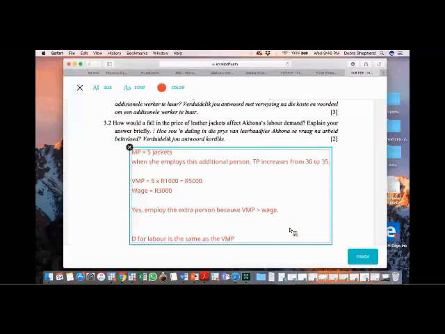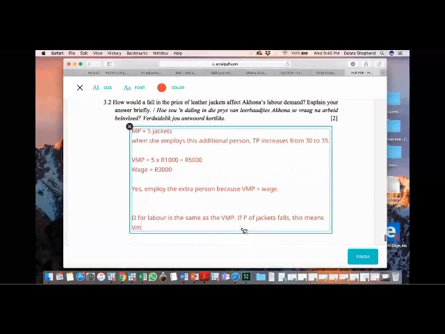With a firm, when they hire a person, so they're consuming a person, they're demanding them, then they extract a marginal benefit from employing that person. And that marginal benefit is the value of marginal product. So the demand and value for marginal product are the same. So if the price of jackets falls, this means the value of marginal product will fall, because the value of marginal product is MP times price. So if the value of marginal product is falling, demand for labor will fall.